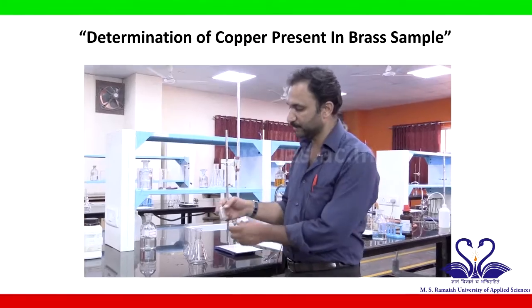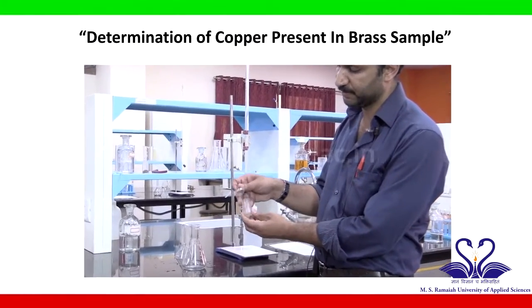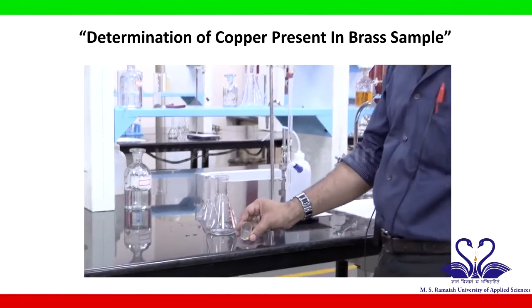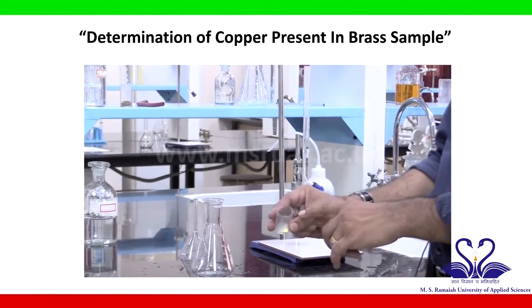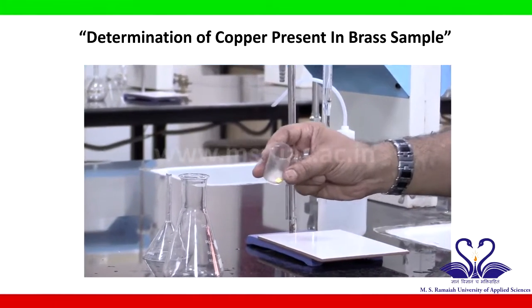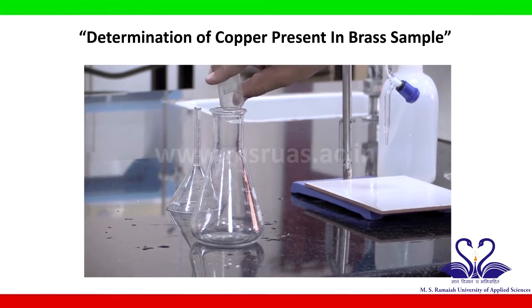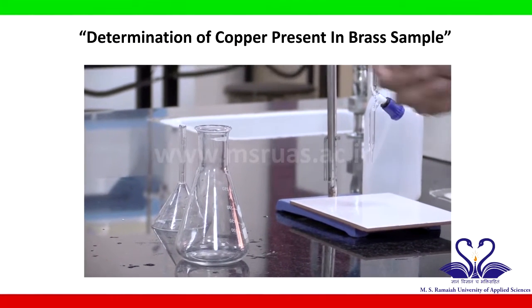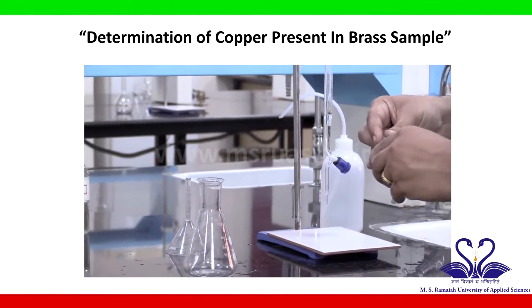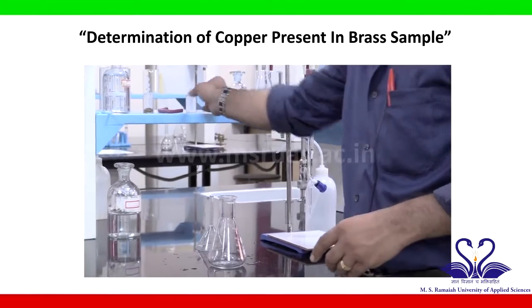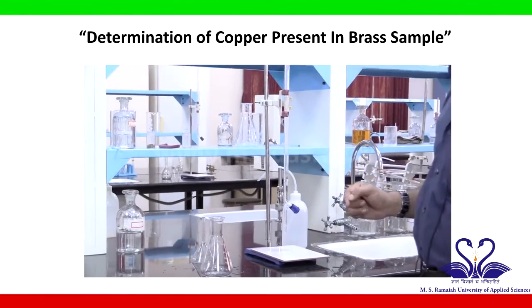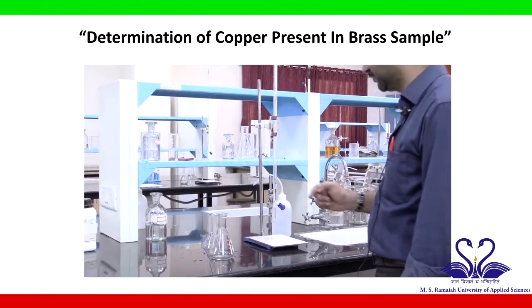We have to take a known quantity of copper piece. I have transferred a known quantity, so you should know the exact weight of the brass piece sample transferred to your conical flask. This conical flask should be dried as much as possible. Then you have to dissolve it, since you are doing volumetry, you can't use the solid sample.